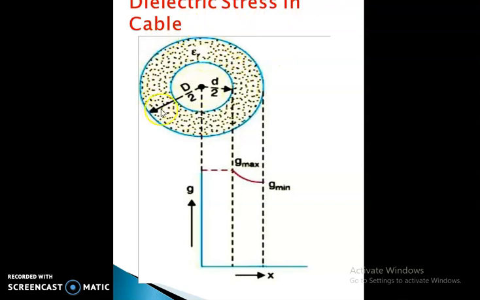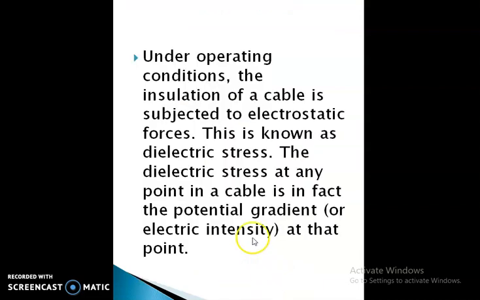Dielectric stress in the cables. So this one is the cable having diameter d and this one is radius d by 2. This internal diameter is small d by 2 and this one is g. This is the g minimum and this one is g maximum. This is the x. Under operating conditions, the insulation of a cable is subjected to electrostatic stress. This is known as dielectric stress. The dielectric stress at any point in a cable is in fact the potential gradient at that point.